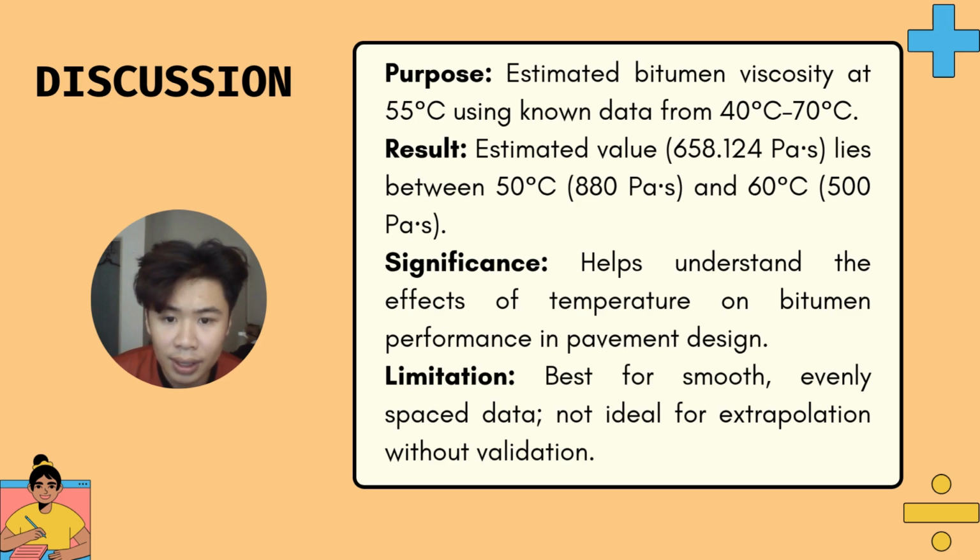This finding is significant as it enhances our understanding of how temperature influences bitumen behavior, which is crucial in the context of pavement performance and material design. However, there is a limitation. The method used is more effective when the data points are smooth and evenly distributed. It is not suitable for extrapolation beyond the available data without further validation, as accuracy may be compromised.